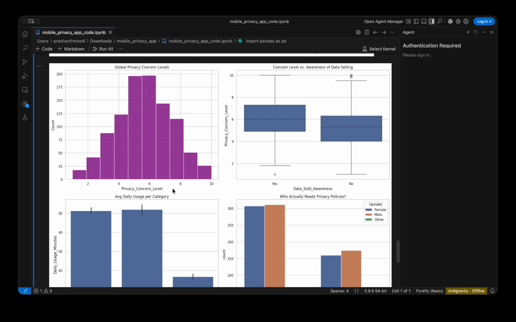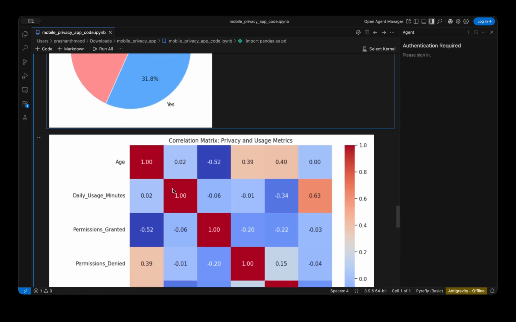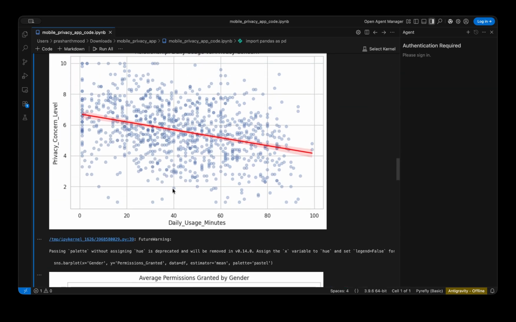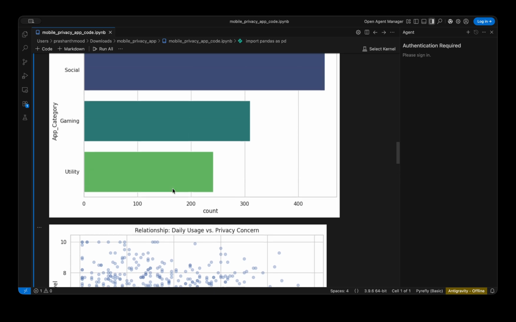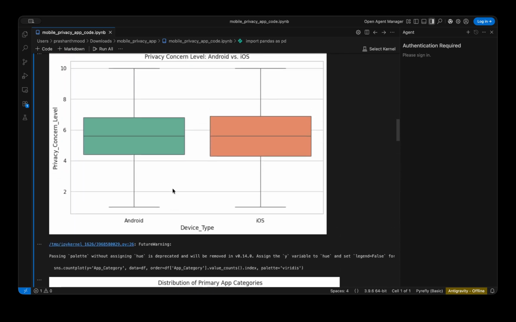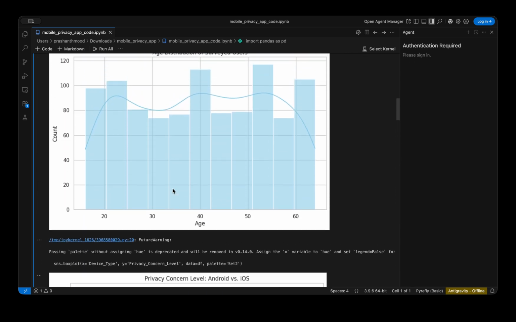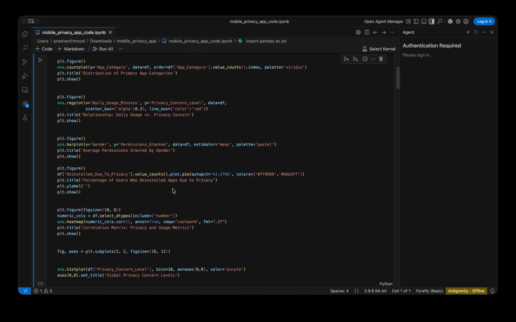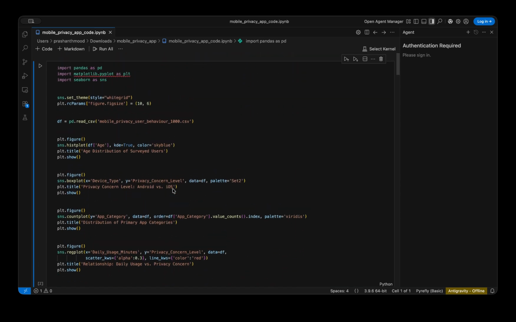That wraps up my project on mobile apps and user behavior. The core message is clear: users are somewhat aware of privacy risks, but awareness doesn't always translate into action. Almost half don't even know their data is being sold. I hope this visualization project gave you meaningful insights about privacy and privacy concerns.